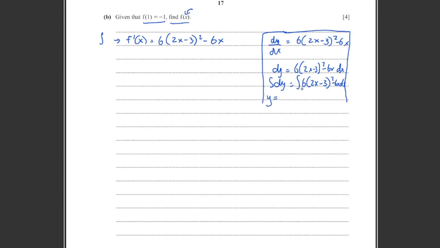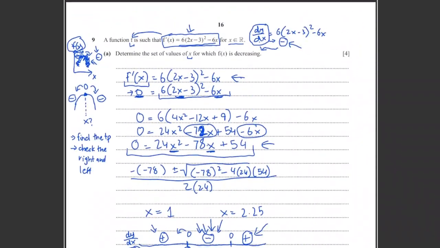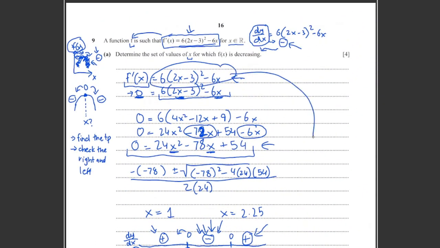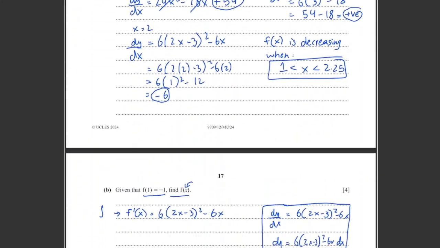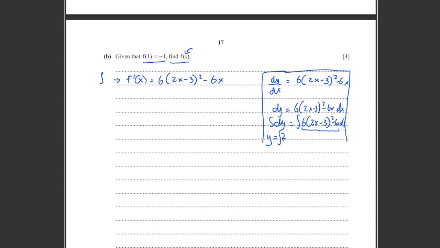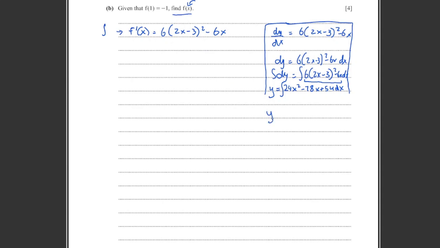This right here is again the factored form. We've already seen that if we expand this out, we get the expanded form, so I'm just going to replace this with that down there. So this is the integral of 24x squared minus 78x plus 54 dx. All of this is just going to integrate to 24x cubed over 3 minus 78x squared over 2 plus 54x, and don't forget your plus c because this was an indefinite integral, right?